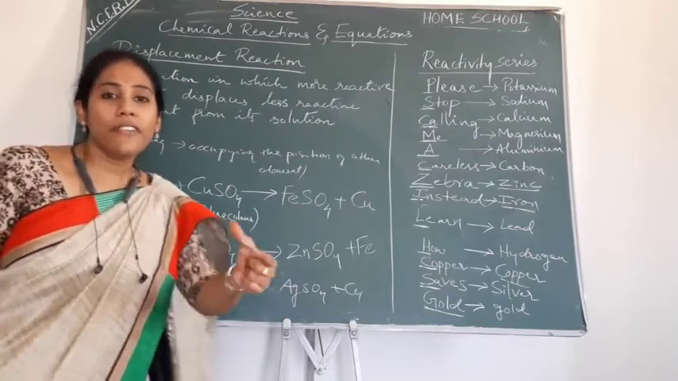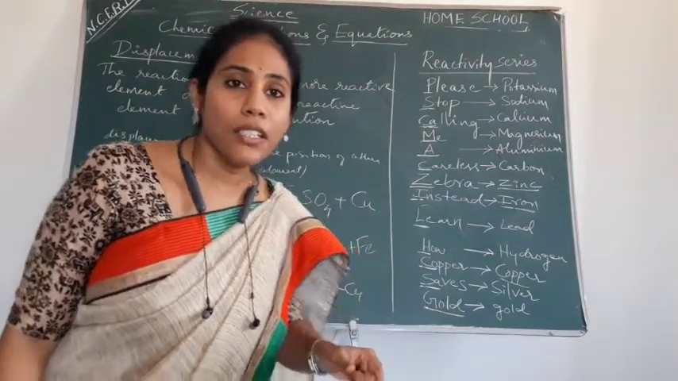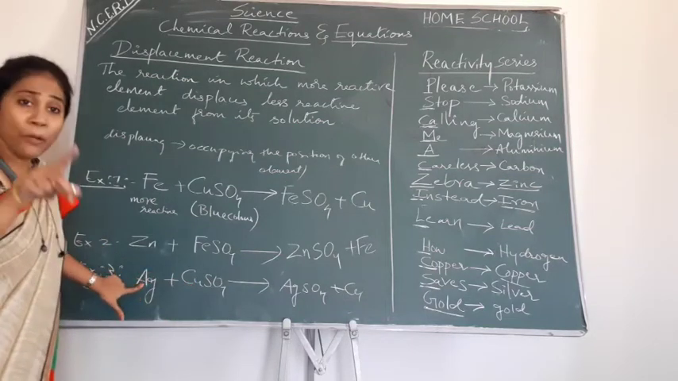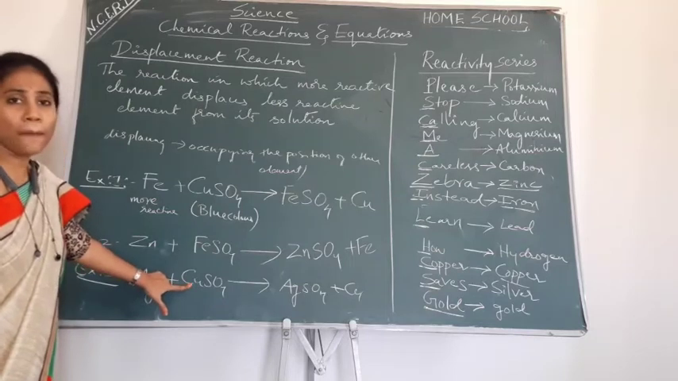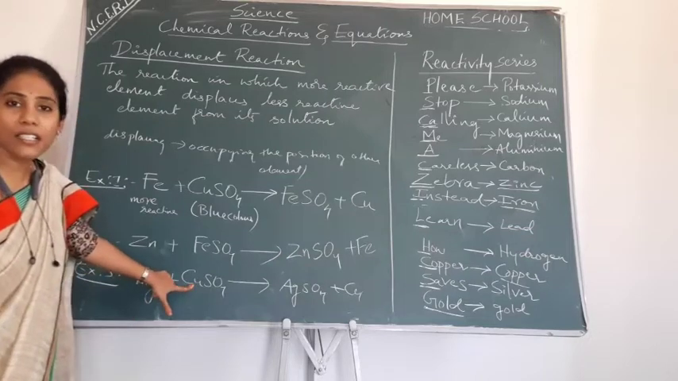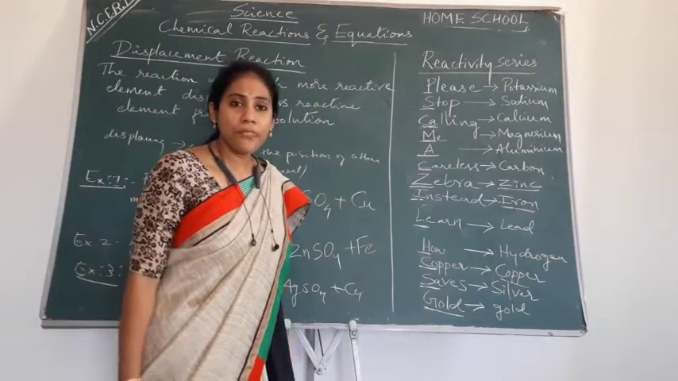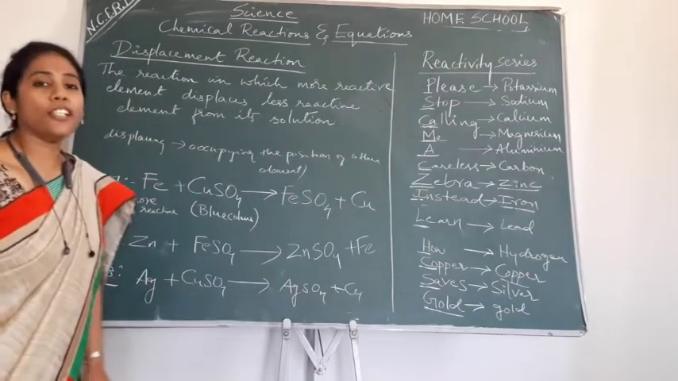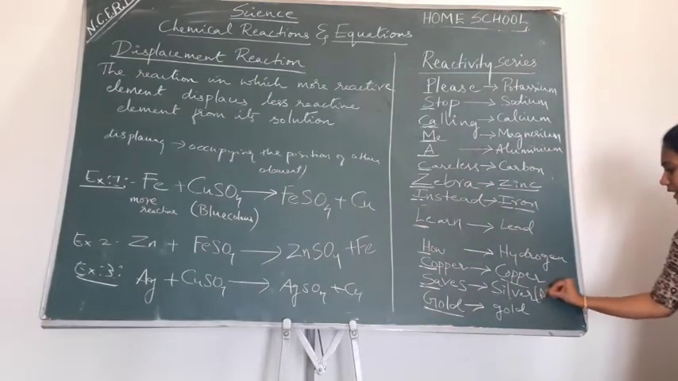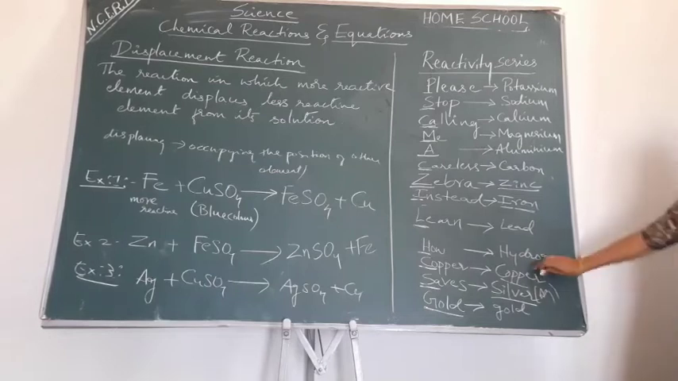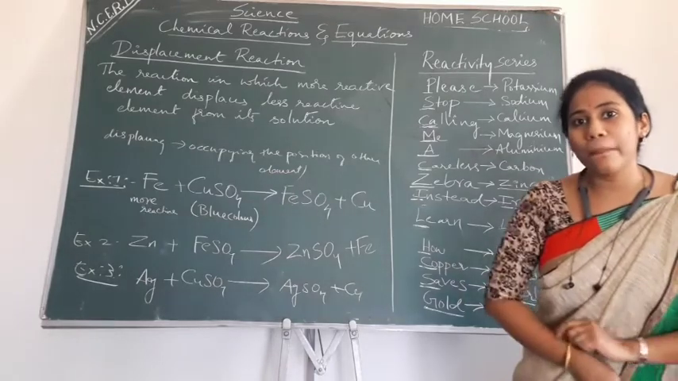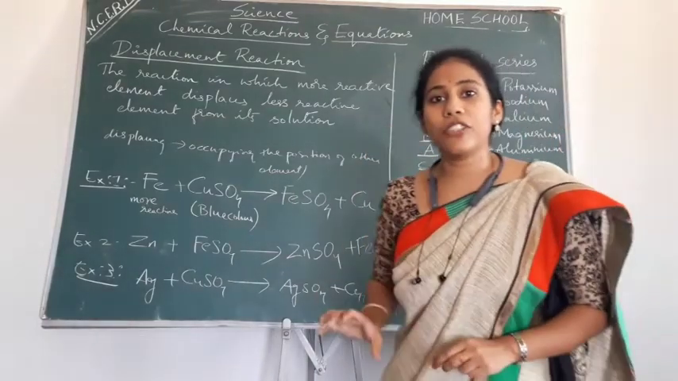How do you decide whether a displacement reaction happens or not? Just check whether Ag is more powerful than copper or not. If it is more powerful, then only it can remove copper from its position, no? And how do you decide that? Check the reactivity series. See the positions where Ag and copper are coming. Ag means silver. Silver's position is below, copper's position is above. That means silver is less reactive than copper.